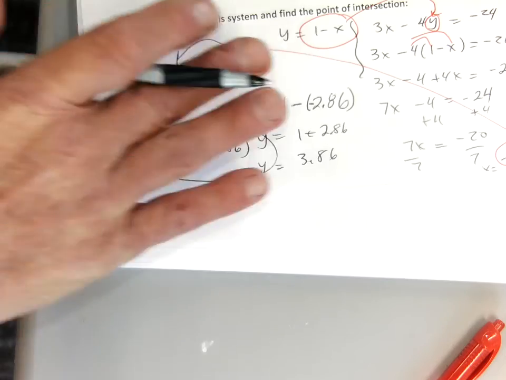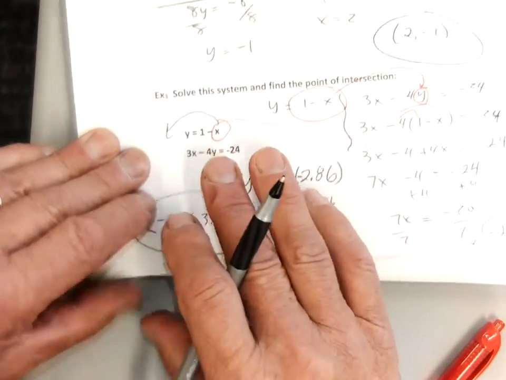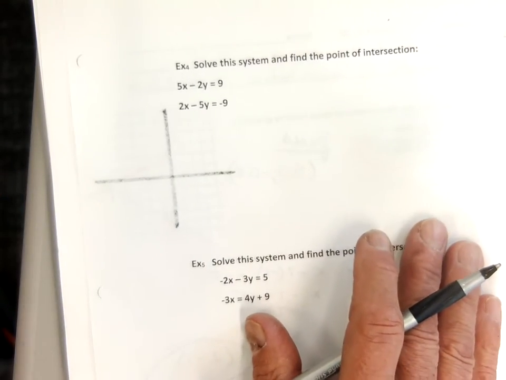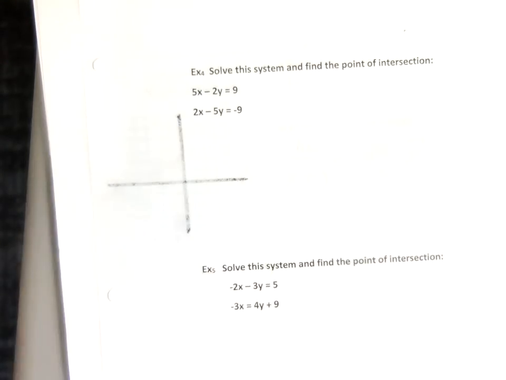Okay, let's turn the page. And, all right, solve this system. Now I'm running a little bit out of time, but I just want to go through the strategies. So on number four, we won't solve it, but give me the strategy. What would you do? Give me a strategy to solve it. What would you do?